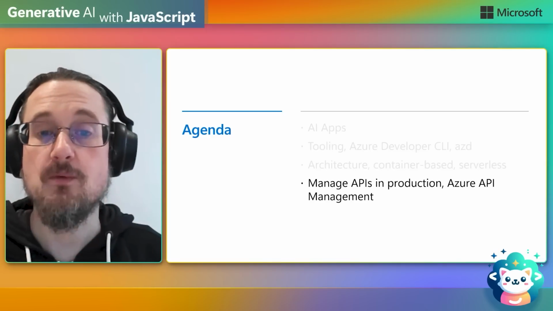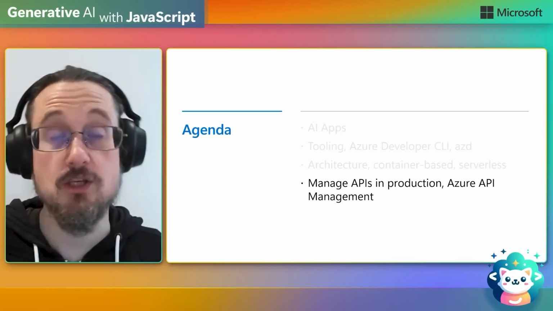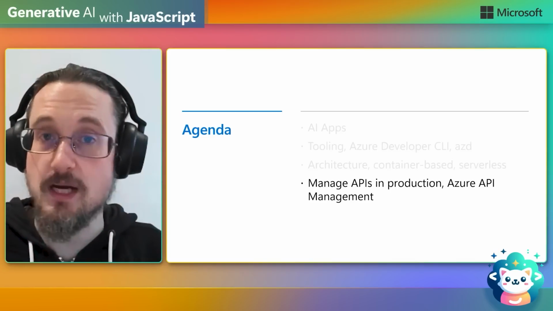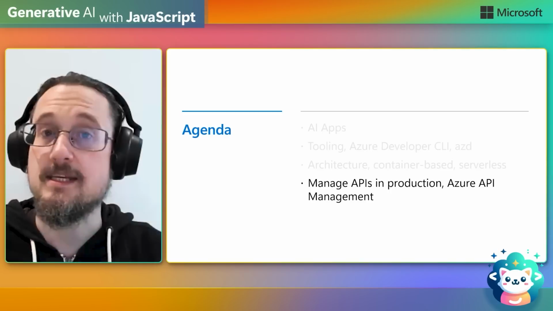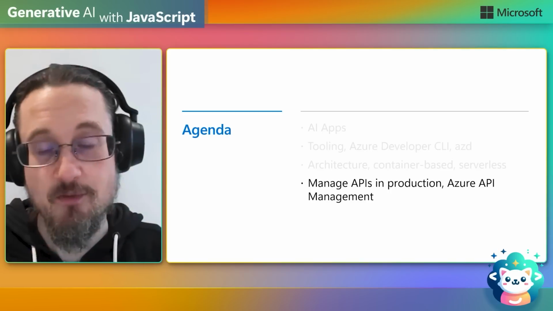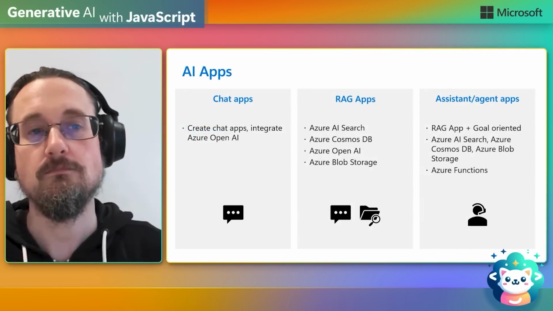Then we'll talk about how we can manage APIs in production, because getting them into production is great, but you need to keep track of them for the sake of cost, for the sake of fair usage, scaling, security, and a lot of other things. But we will explain that as part of this video.